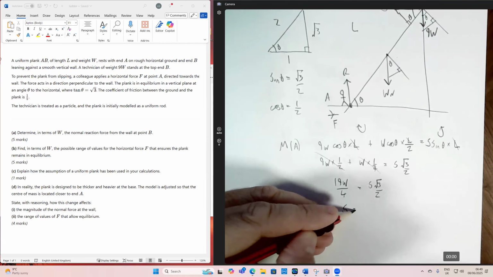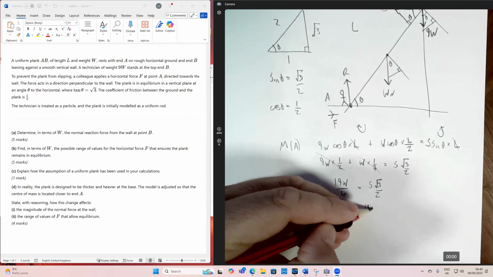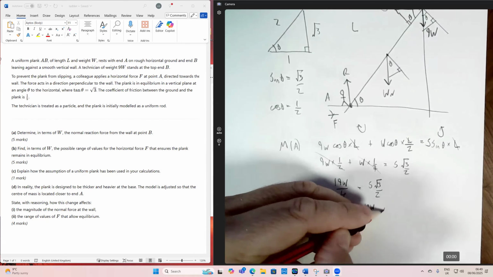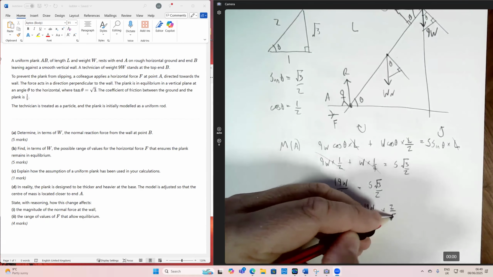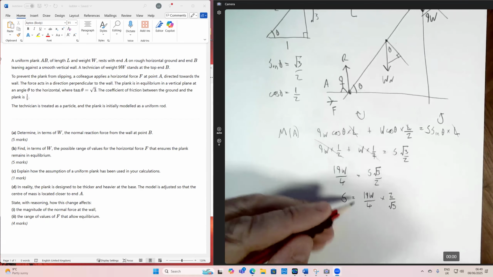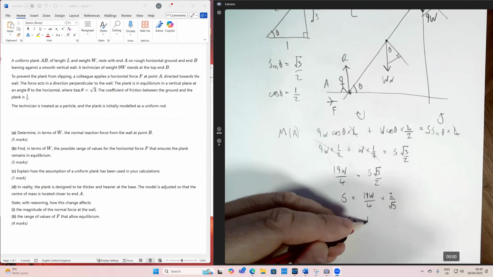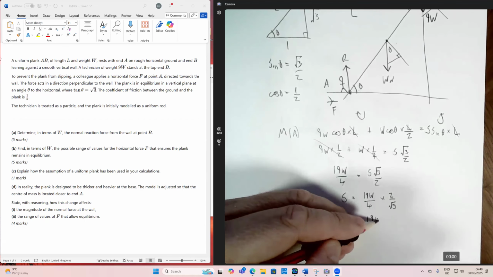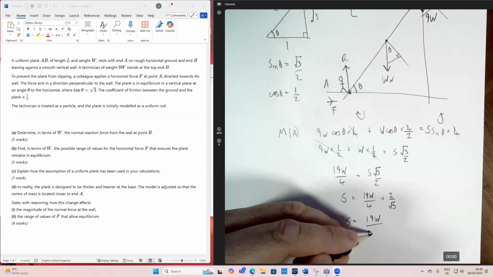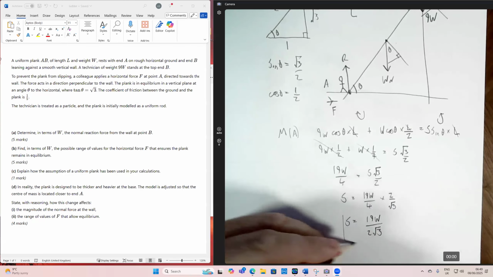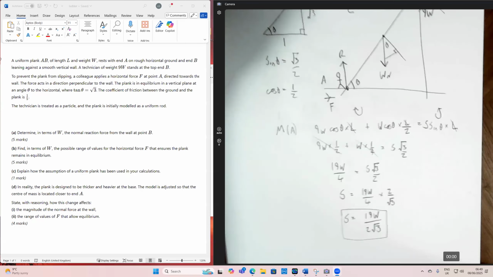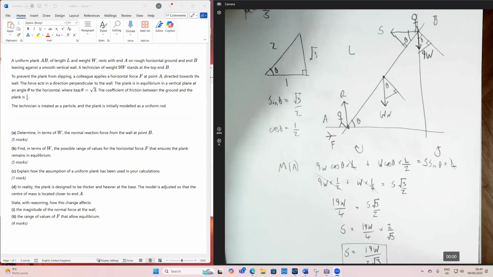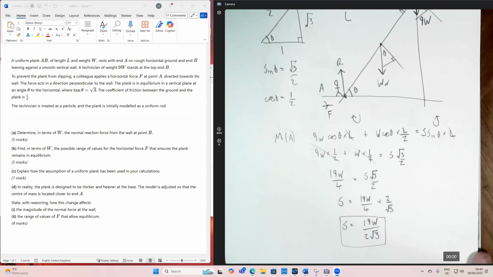So S is going to equal 19W over 4 times by 2 over root 3. So that's going to give us that S is equal to 19W over 2 root 3. There we go. So S is 19W over 2 root 3, and we've got our force there. Okay, perfect. Right, that's part A done for, I think it's saying 5 marks.